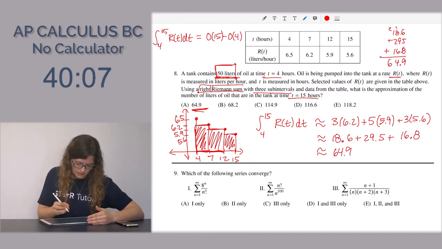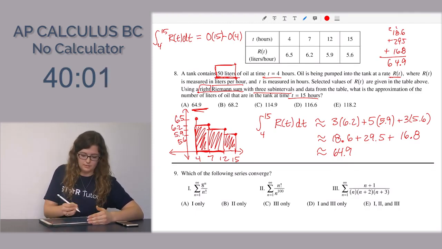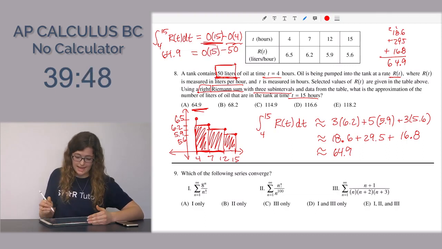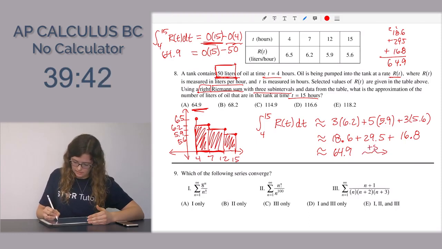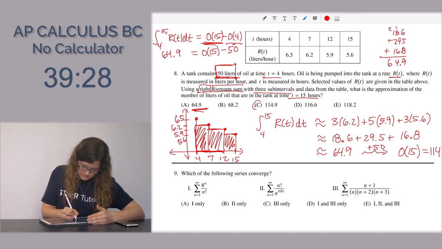And what did I want to do? I wanted to find the approximation for the number of liters of oil in the tank at time 15. So I'm trying to find this O of 15, and they tell me that this O of 4 is 50. And I've approximated this integral by my Riemann sum to be 64.9 equals O of 15 minus 50. So that means I need to add 50 to get O of 15. So I add 50 to get that. The oil in the tank at time 15 is 114.9, which is answer choice C.